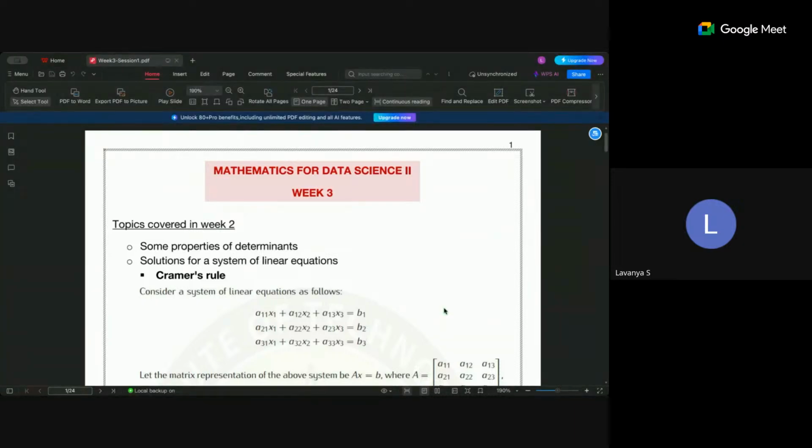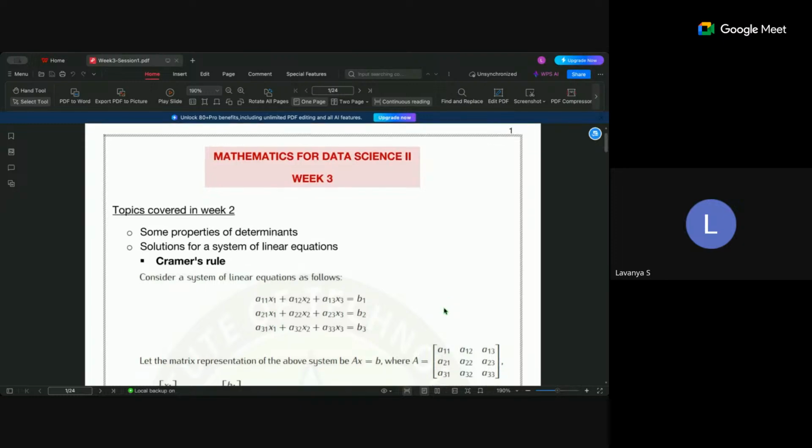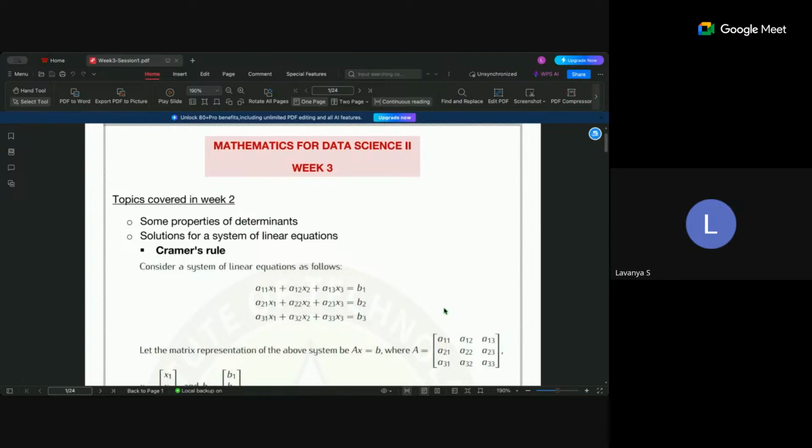Let's quickly look at the topics of week 2 and then we will move on to week 3. So in week 2, what are all the topics you have seen? Do you remember? In week 1 we started determinants, and in week 2 we continued with the properties of determinants. You have seen several different properties, and one important thing about determinants: based on the different row operations, how the determinant will vary.